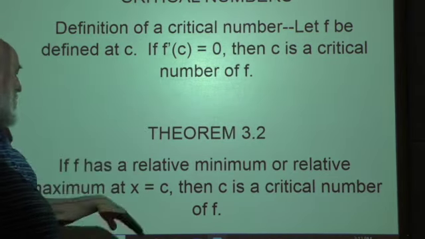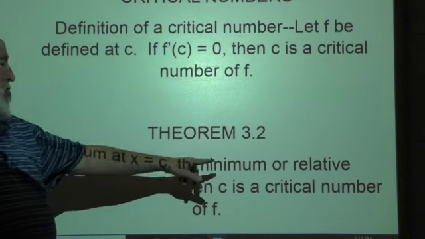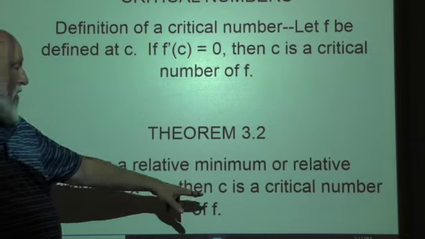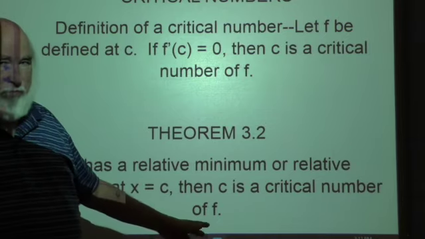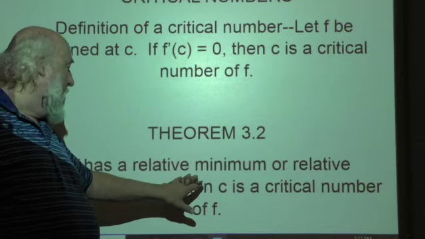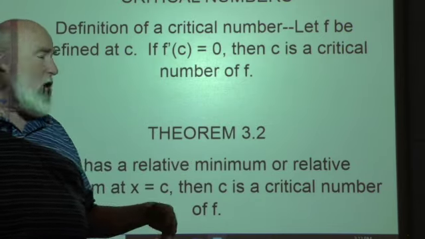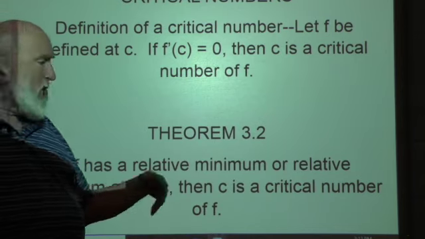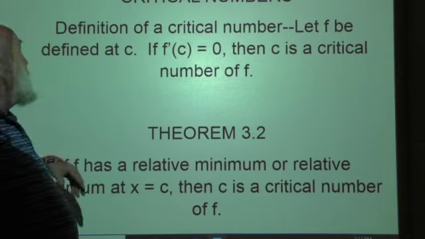Theorem 3.2 says if f has a relative minimum or relative maximum at x equals c, then c is a critical number of that function. We're basically saying the same thing, only slightly different, and introducing the idea of the extrema that I was talking about, which is a minimum or a maximum, or a series of minima and a series of maxima.